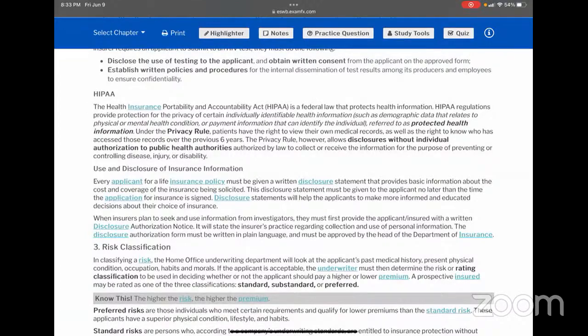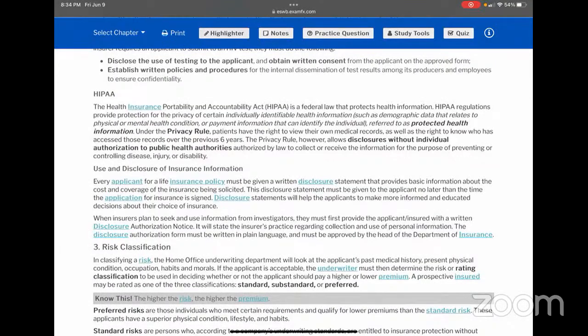Right. So now when y'all see on the application, when we're doing life policies, you'll see at the very end all of this stuff that it's talking about, these different signatures.